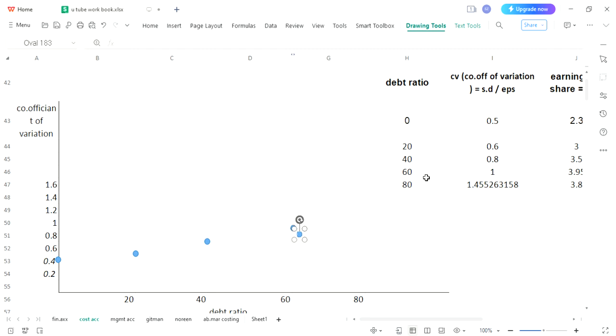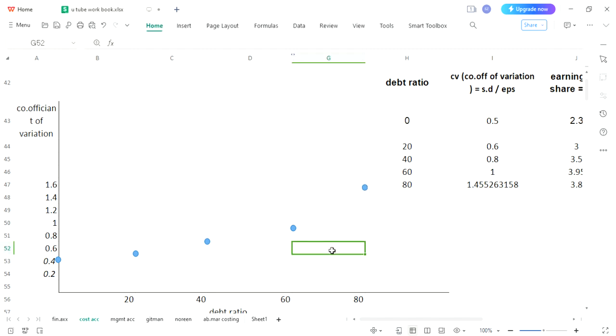Then we have the next point at 80, 1.45. This is your 80 and 1.4. For that, 1.4 is present over here and 1.45 would be a little up, slightly up. So we have completed our graph.